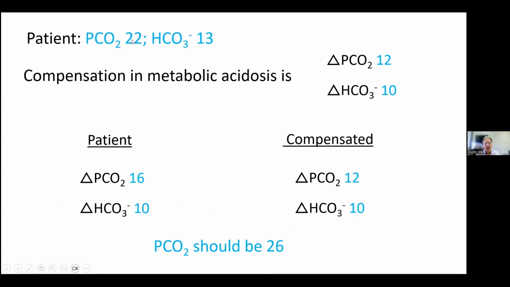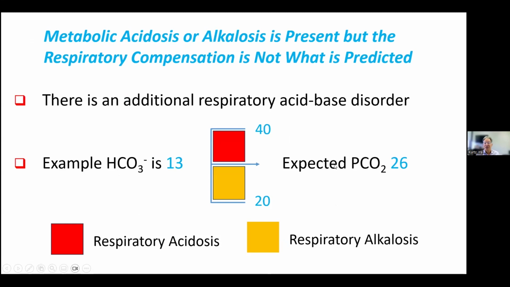It should not be 22. So the fact that it's 22 means it's below our expected 26. Remember, 26 becomes your new norm, and everything above that is called respiratory acidosis. So if the PCO2 was 30 in this patient, the patient would have a respiratory acidosis. And people say, how can that be? It's not above 40. How can you call 30 a respiratory acidosis? And the point is, the new set point becomes your expected ventilatory response PCO2.